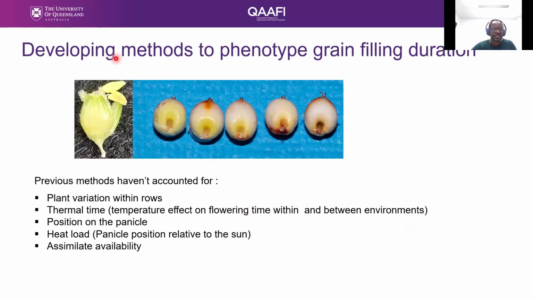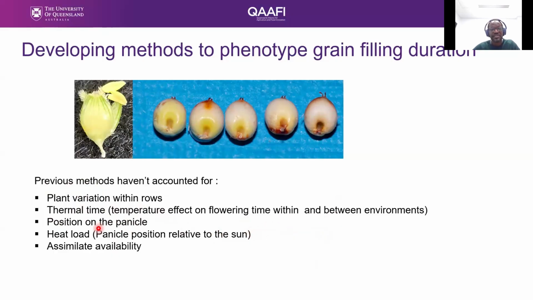So in that image, you see the first time, this is a floret, flowering. And then the next image just shows the progression of developing grain from when the grain filling starts until we get this black layer, which is an indication of attaining physiological maturity. So previous methods that have measured grain filling duration have not accounted for within or between plant variation.